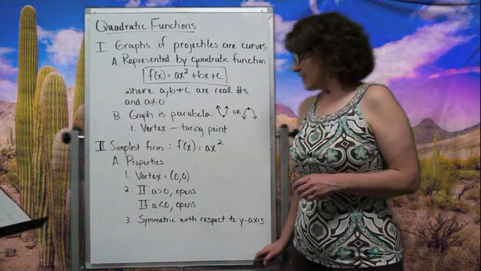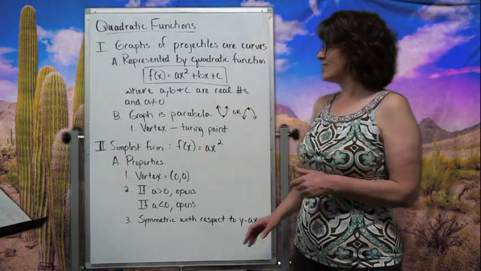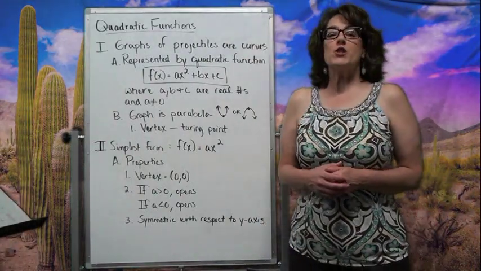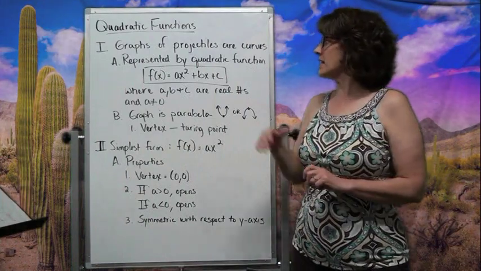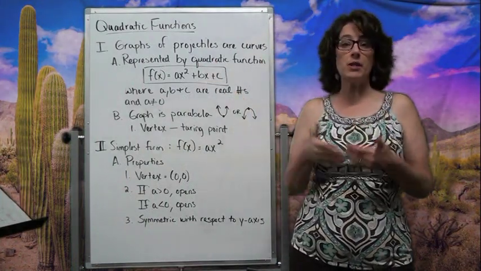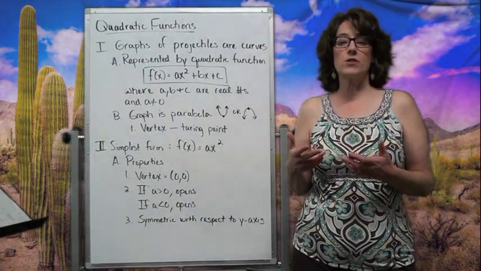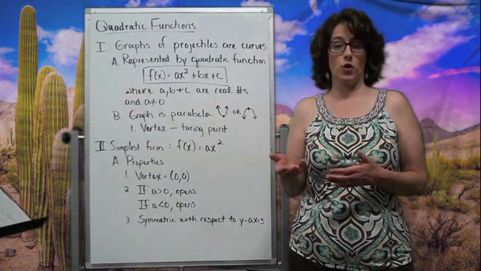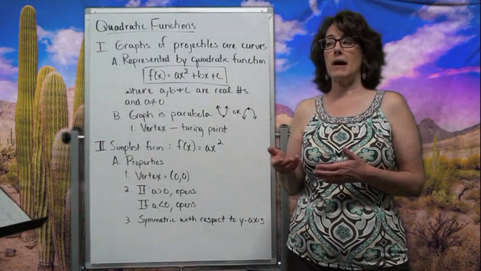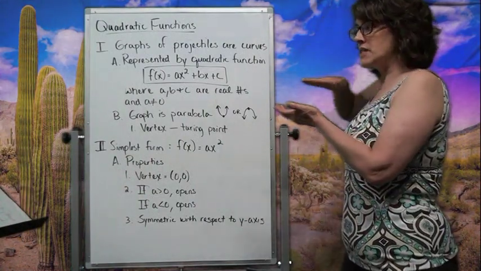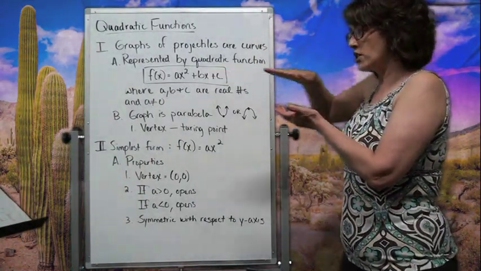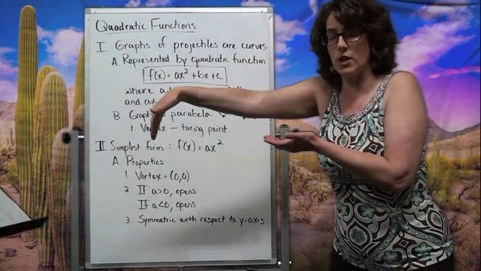Alright, so let's go on ahead to quadratic functions. A quadratic function is a situation represented by a curve, and oftentimes when you talk about projectiles, the path of the projectile would be a curve. For instance, even though it seems like an arrow goes straight, the arrow actually is going to kind of curve down as it goes.